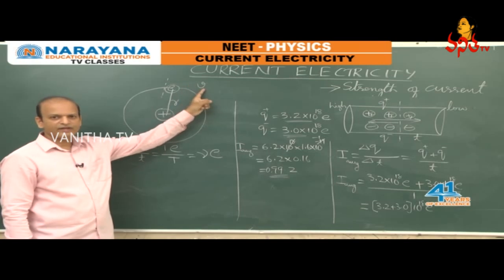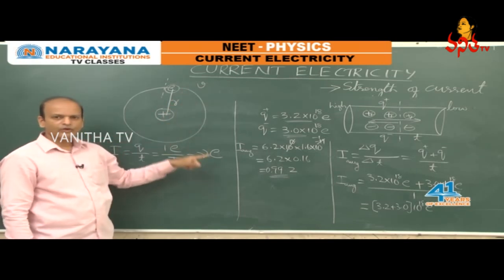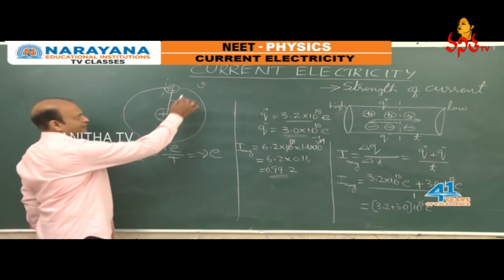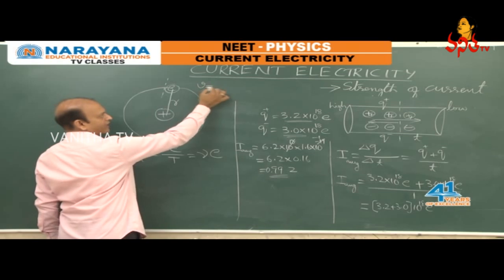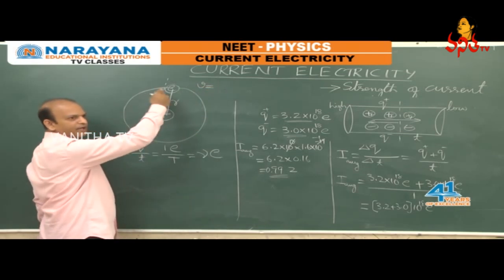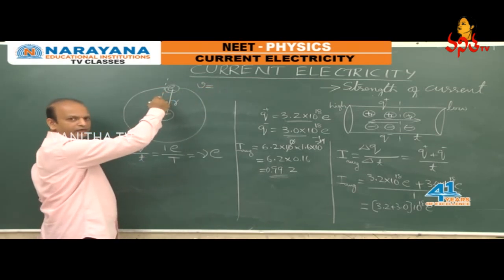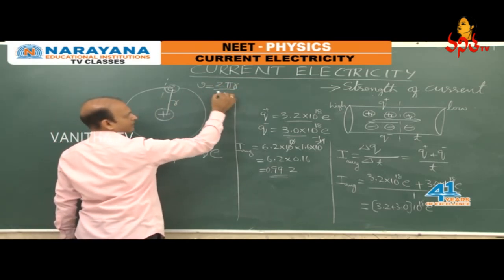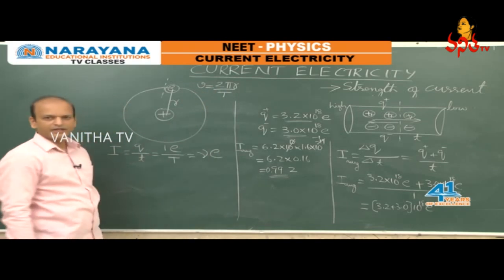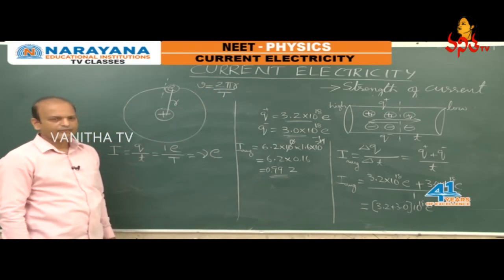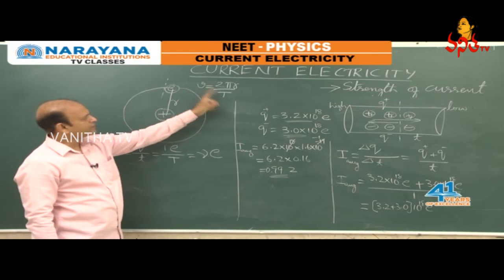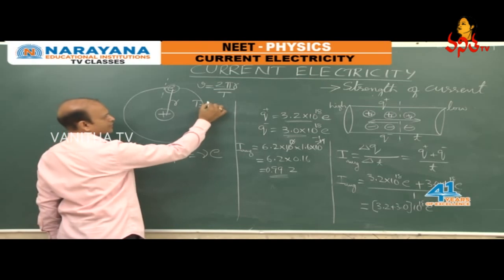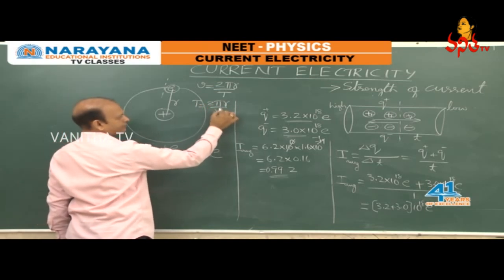If the speed value and radius are given, how do we express this current in terms of speed? The basic formula is distance travelled by time taken. For one revolution, distance travelled is 2 pi r, and time taken for one revolution is capital T. So capital T equals 2 pi r by V.